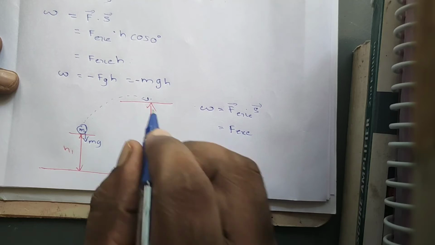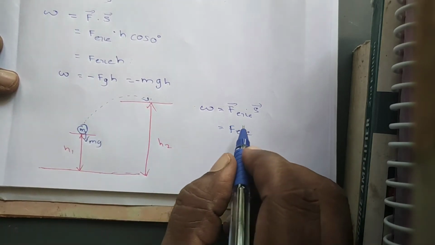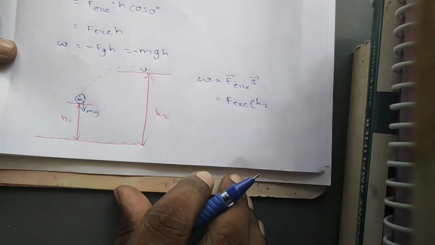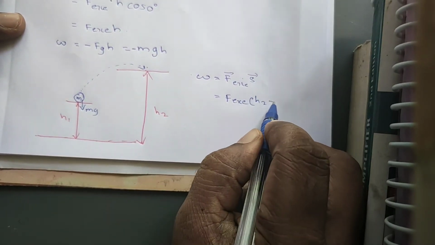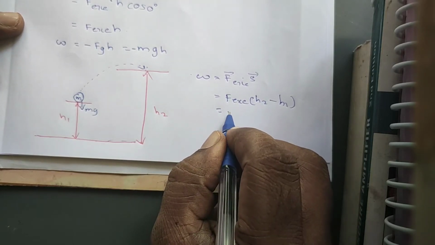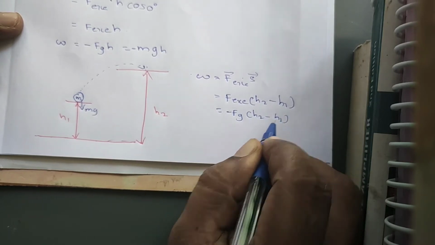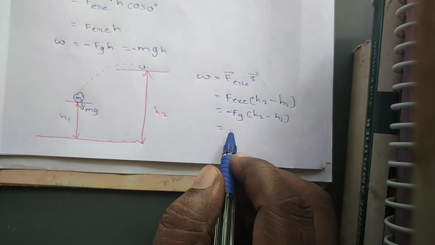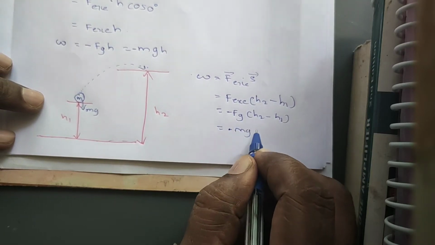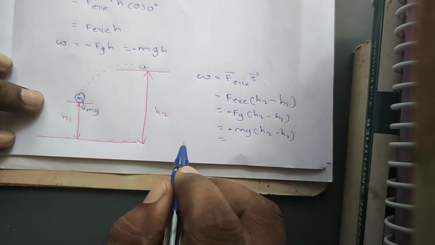What is the displacement? Displacement means final position vector minus initial position. What is the final position vector? That is h2. I am considering the earth surface as the reference point, so h2 minus h1. The gravitational force is in the opposite direction, so we consider minus Fg into h2 minus h1. What is the gravitational force here? That is mg. So minus mg into h2 minus h1. This is the work done.